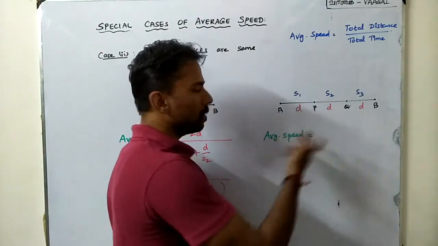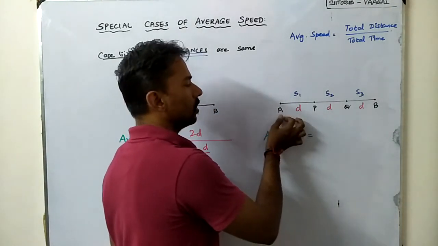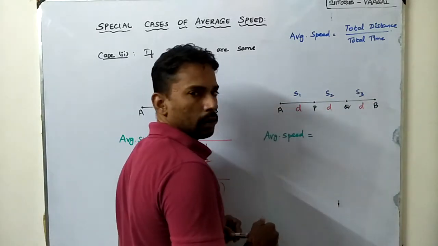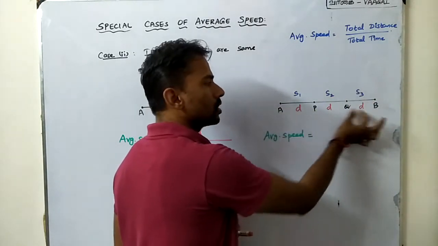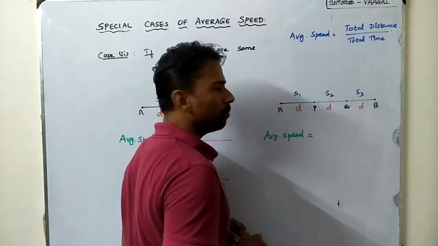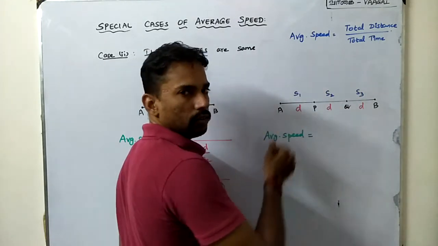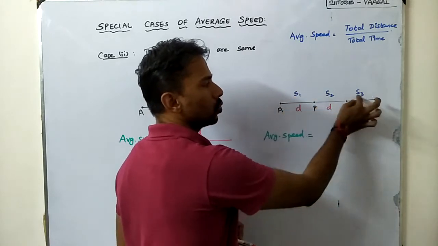Here we have three parts. Again, there's a vehicle, it's going to travel from point A to B, but it is divided into three parts where we have 2 points in between. In each part, the distances are going to be the same, D, but the speeds are going to be different. We have three different speeds, S1, S2, S3.